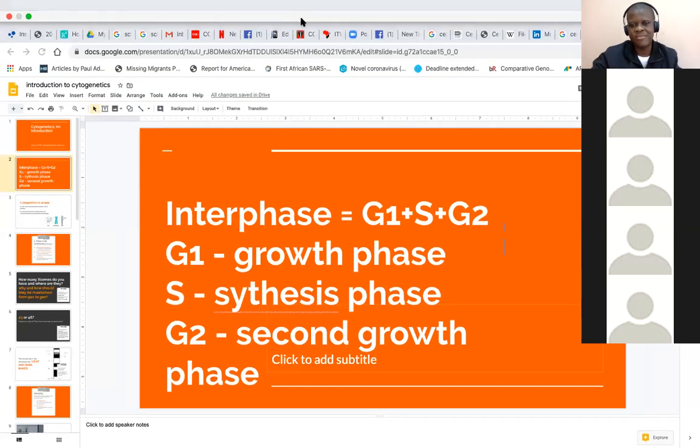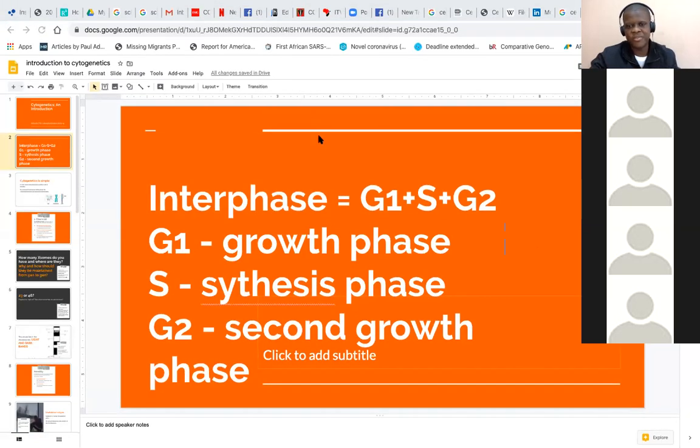So in the G1 phase, what we are seeing is growth. The cell is growing, increasing in size. When a cell is enlarging on its own, becoming much bigger than it usually is, it's not mitosis. It is just an individual cell increasing in size. That is what happens at the G1 phase.